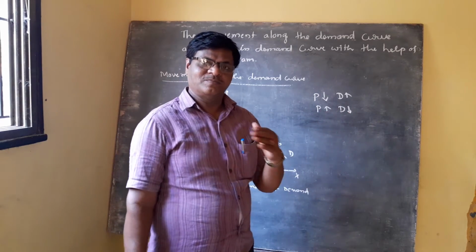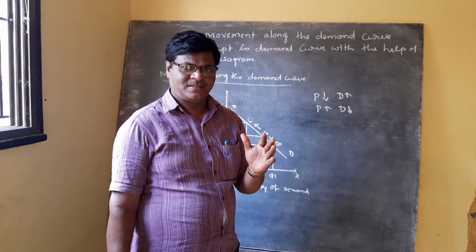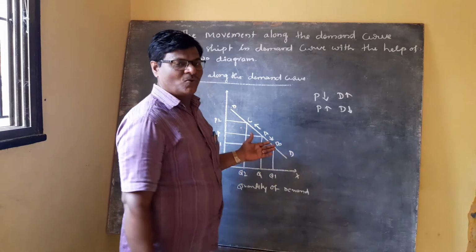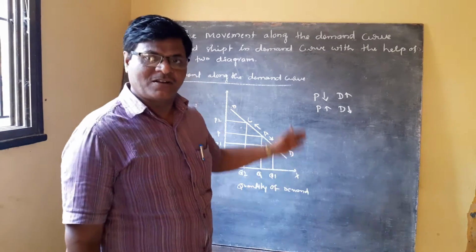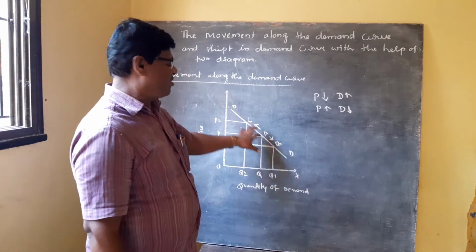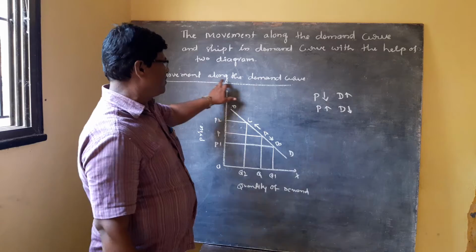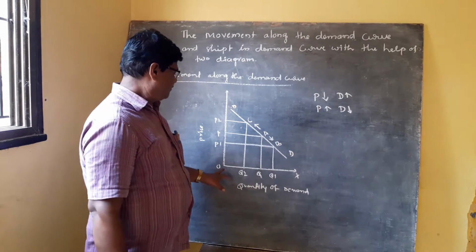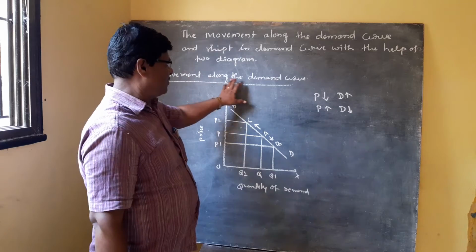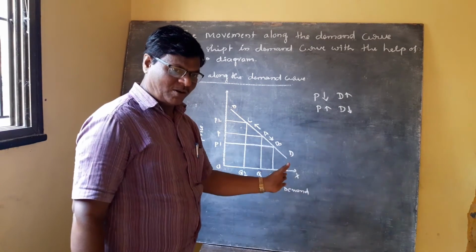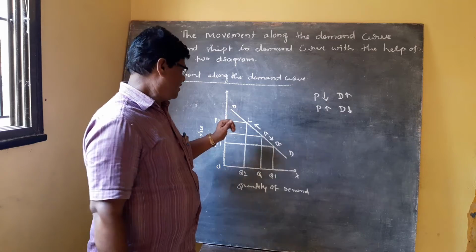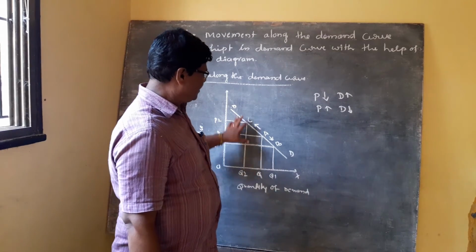Demand depends upon the price. When price rises, demand falls. When price falls, demand rises. So the diagram shows the upward and downward movement along the same demand curve. This is the case of movement along the demand curve. We can understand the movement along the demand curve with the help of the diagram, as the curve slopes with the fall in price and rise in price. Now we can understand by this diagram.